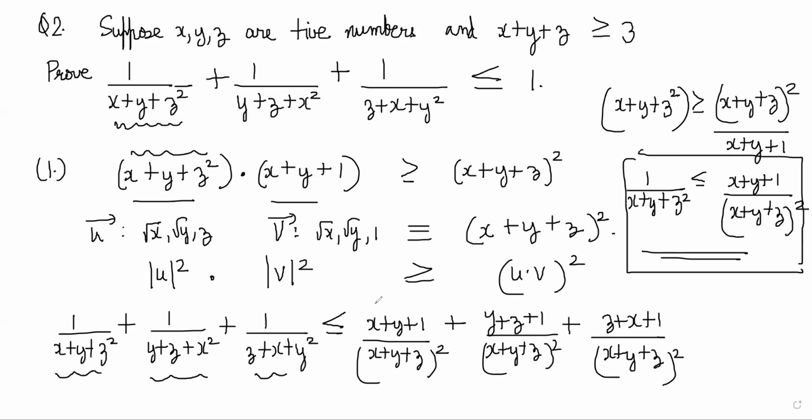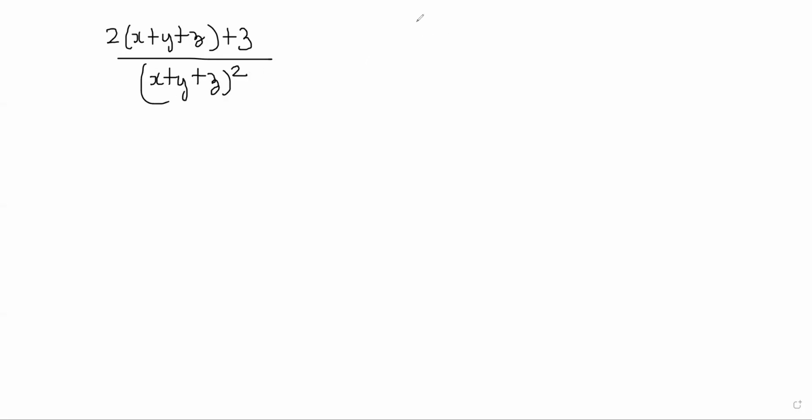So now if we prove that this quantity is less than or equal to 1, then we are done, right? So let's try to prove this, because this is simpler because the denominators are common in this, right? So let's simplify it on the next screen. So we'll get basically, when you add it up, you will get 2 times x plus y plus z plus 3 by x plus y plus z whole square. And we should try to prove that this is less than or equal to 1, right?